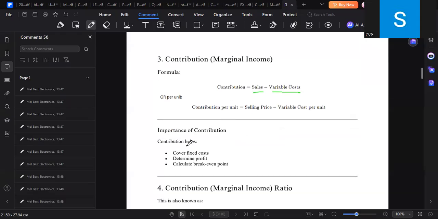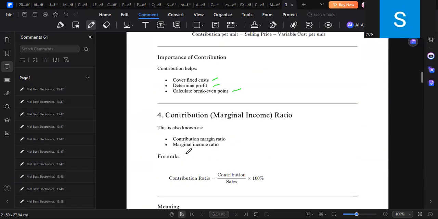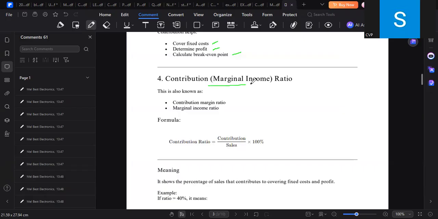So the importance of contribution is that it will help us to understand how much is needed to cover our fixed costs. It's also important to determine our profit. It is also helpful to calculating our break-even point. So the contribution ratio or the marginal income ratio helps us calculate our proportion of the contribution to the sales as a percentage. So contribution ratio is simply the contribution over our sales times 100.